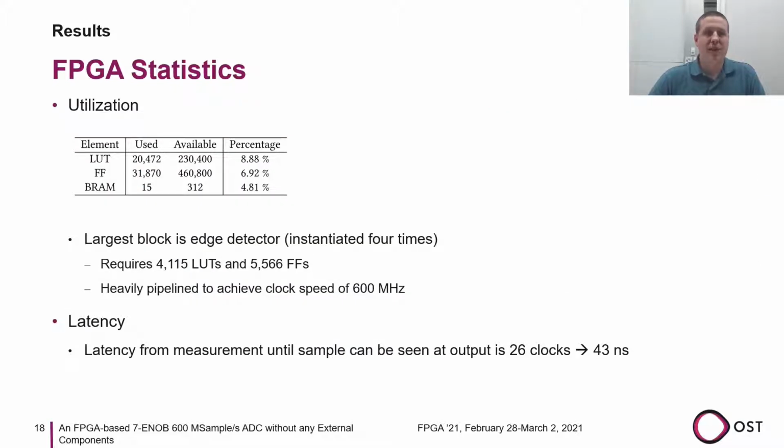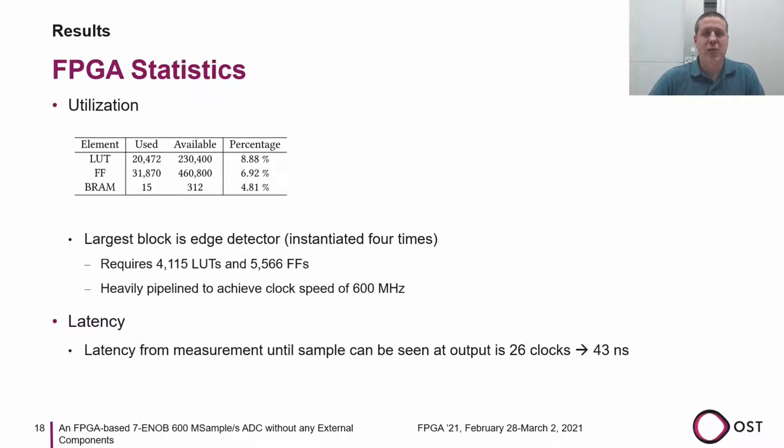Finally, some words about the used resources in the FPGA. Around 9% of the available lookup tables and 7% of the flip-flops are occupied by the ADC. The largest block is the edge detector, which is instantiated 4 times due to the parallel instances of the TDC. This block is relatively large as it is heavily pipelined in order to achieve a clock speed of 600 MHz. It is possible to not use any parallel instances of the TDC, however this is paid with the price of a little less precision.